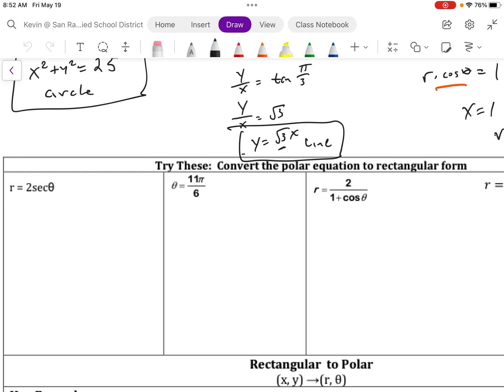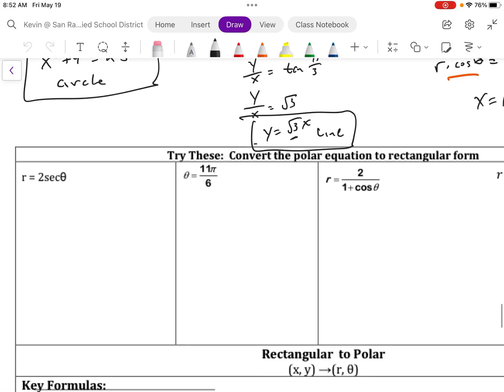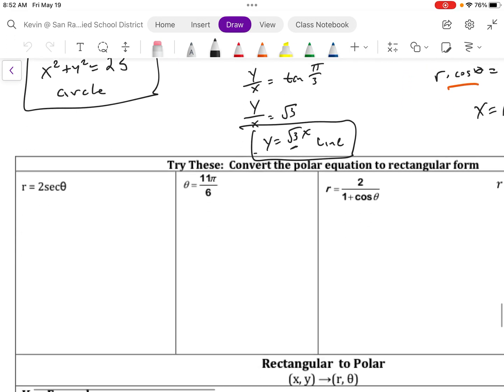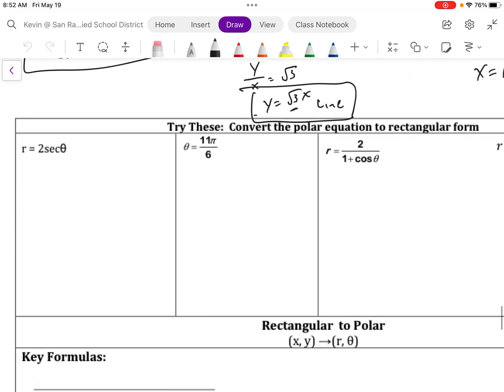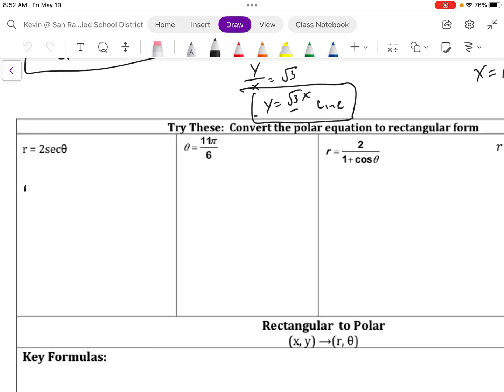Okay, continuing with converting polar equations to rectangular form. Here's a couple other samples similar to what we did in the previous video. So again, we have secant here, but we don't have secant in our formula, so we're going to change this, use the reciprocal property.